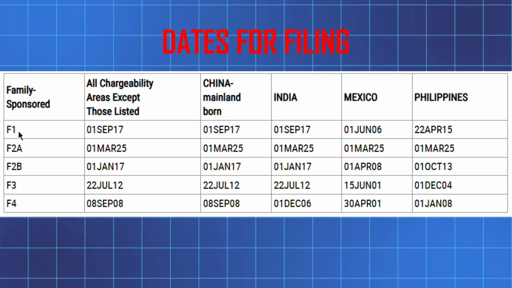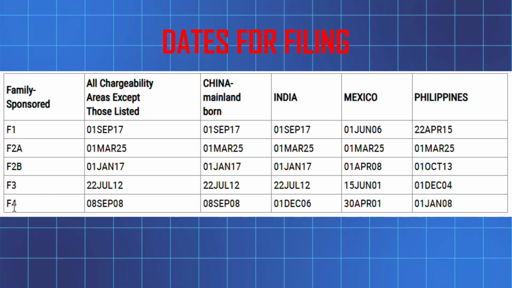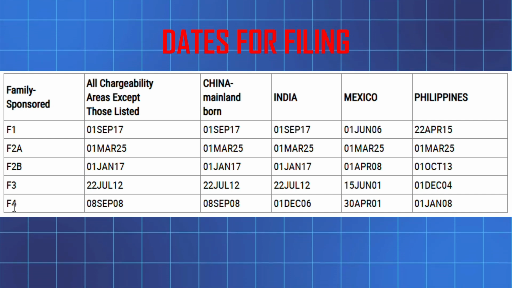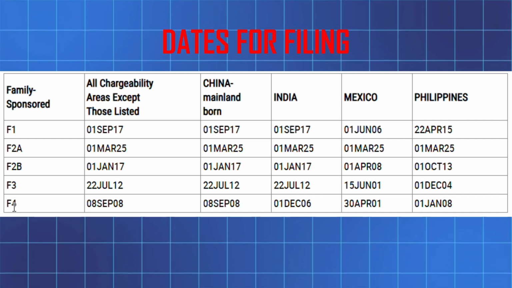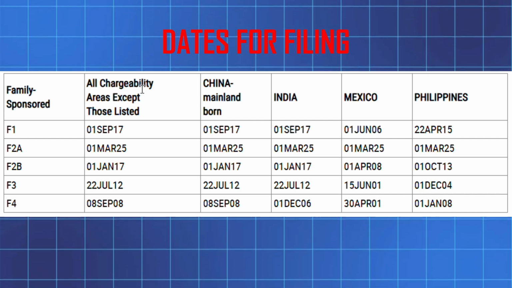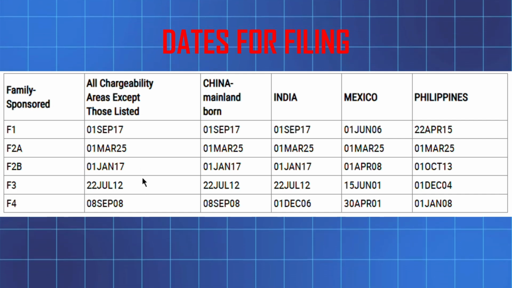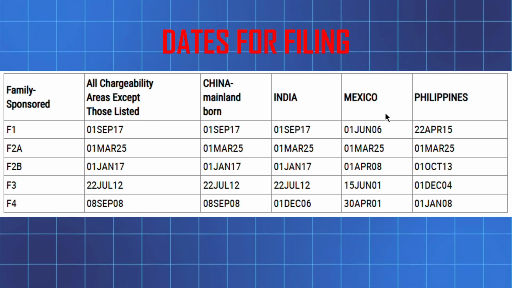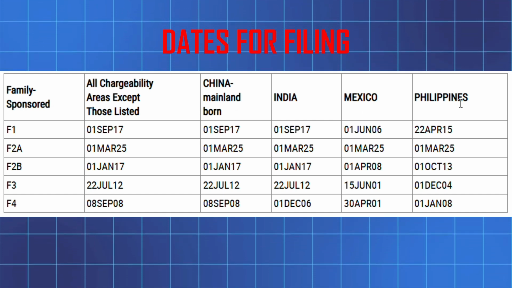So there are F1, F2A, F2B, F3, and F4 categories. And those are the different categories under family sponsor preferences. Okay, so over here you see all chargeability areas except those listed, meaning that these are applicants who are not from these 4 countries, which are China mainland born, India, Mexico, and the Philippines.